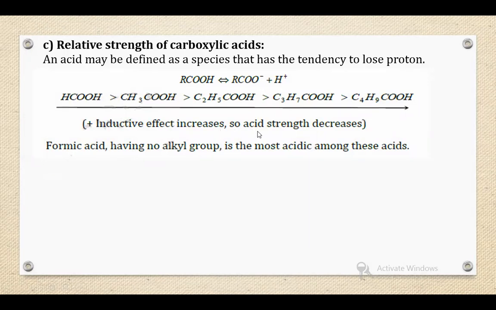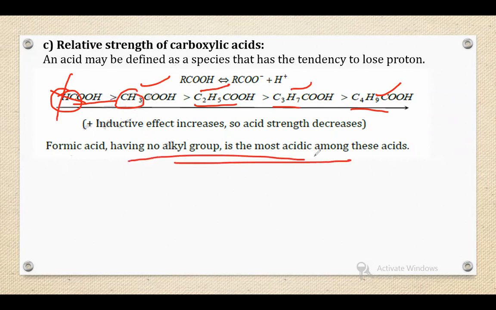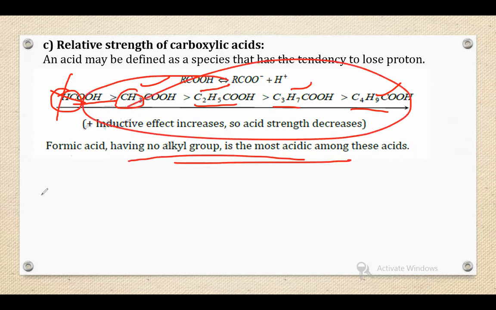As the inductive effect increases, the acid strength decreases. Formic acid has no alkyl group, so it is the most acidic among these. Formic acid doesn't have any electron donating group, like HCOOH. This is CH3, an electron donating group, C2H5 an electron donating group, C3H7 an electron donating group. So HCOOH, formic acid, doesn't have any electron donating group. Hence, this will be the most acidic among all of these.